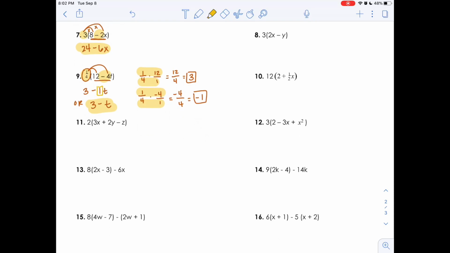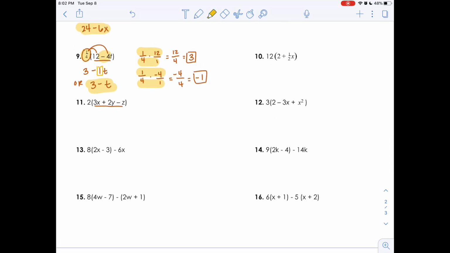On number 11, I have 2 times the quantity 3x plus 2y minus z. The first thing I always want to do is look inside the parentheses, see if anything can simplify. Well, I have an x, a y, and a z. Those are not like terms, so there's nothing I can do on the inside. But I have 2 of these 3x plus 2y minus z's, so I can simplify further by distributing the 2.